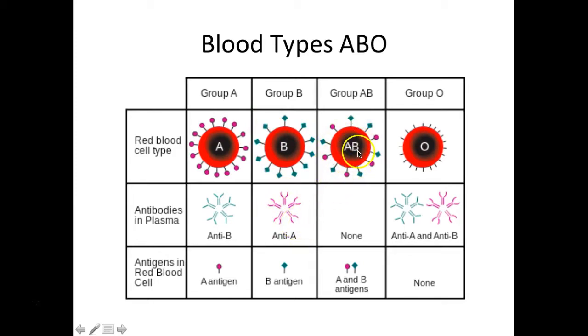If you have type AB blood, that means you have both type B and type A antigens on the cell surface. So you don't want to create any anti-A or anti-B antibodies, because these antibodies would attack your own antigens. And if you have type O blood, that means you have no antigens. Because you don't have any antigens, you're going to create antibodies against A antigens and B antigens. So we say we have anti-A and anti-B antibodies.